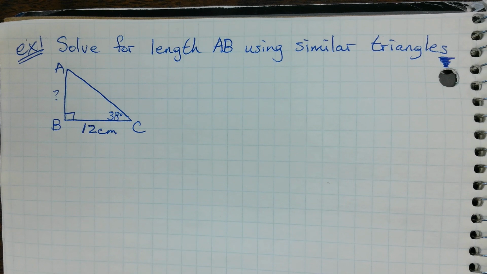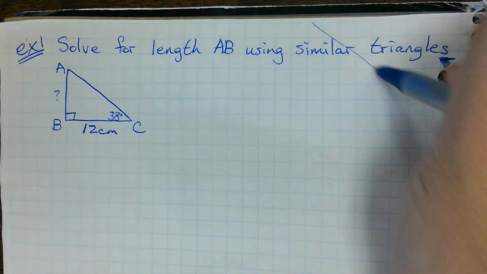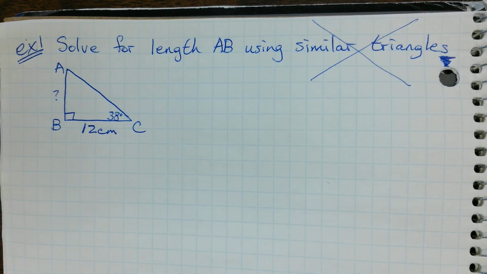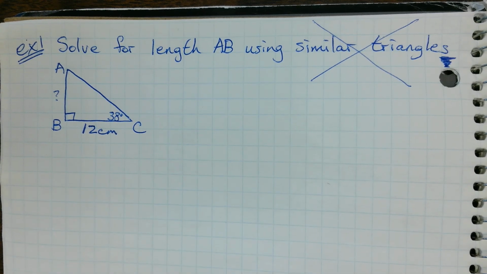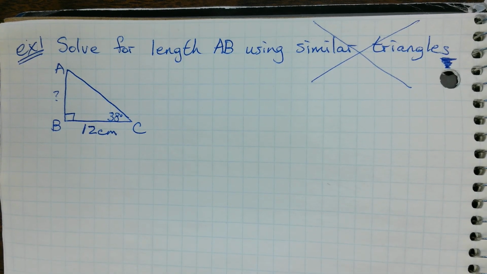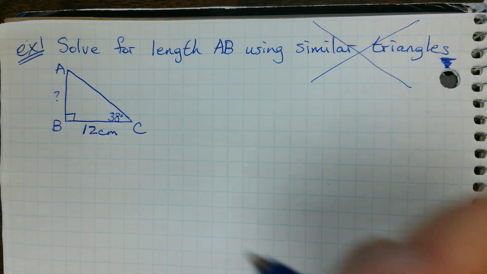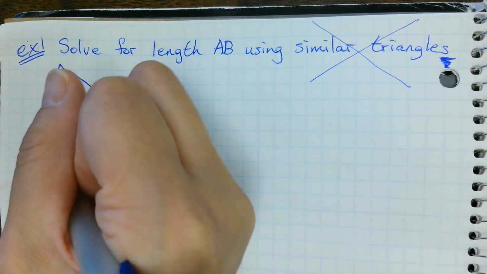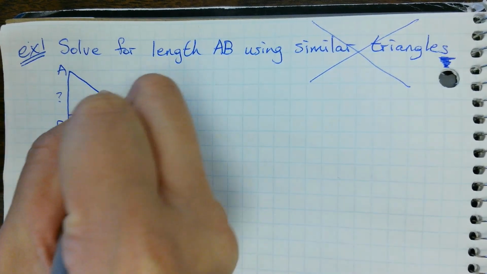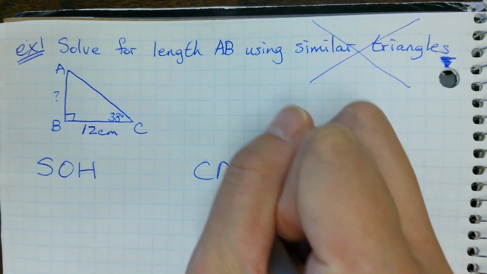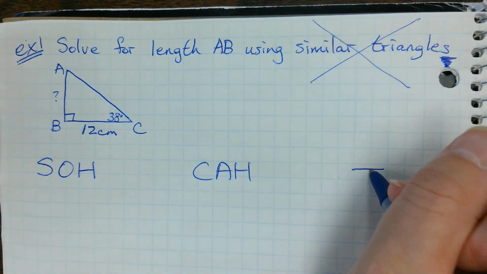How many triangles do you see here? Just 1. So we cannot use similar triangle properties to solve. So what we learned yesterday cannot be applied to this. Okay? So what can we use? We can use something called SOH CAH TOA.